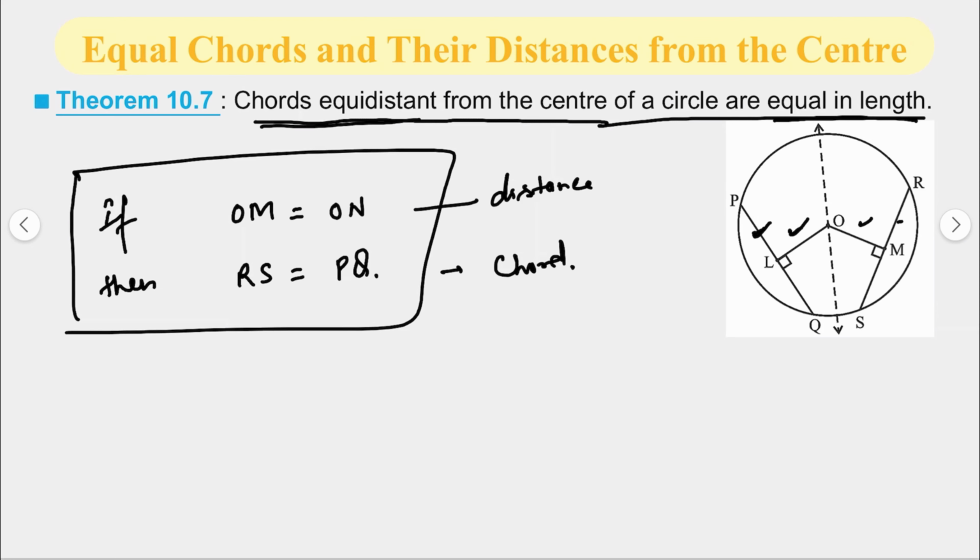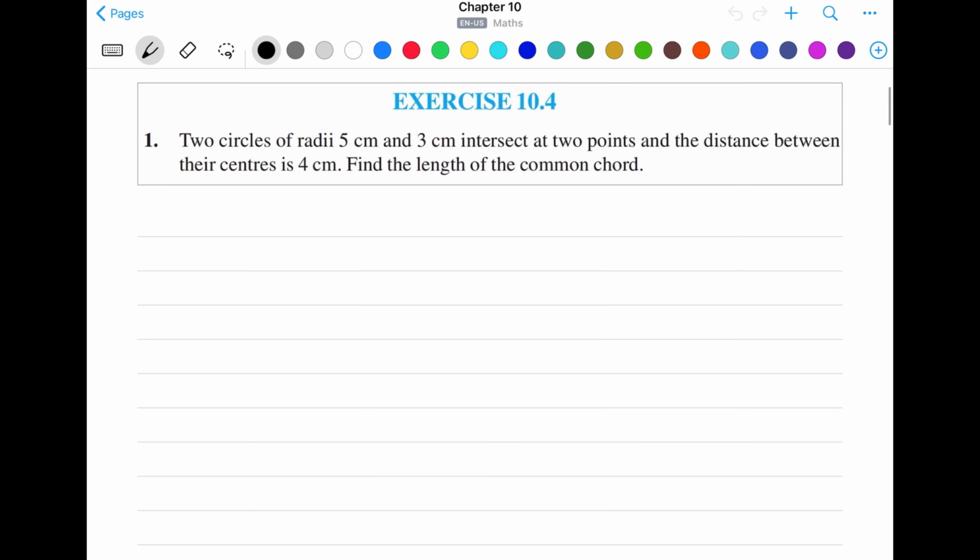Based on this we have exercise 10.4. Now let's move to exercise 10.4. Here question number 1 is: two circles of radii, which is the plural of radius, 5 centimeter and 3 centimeter intersect at 2 points.